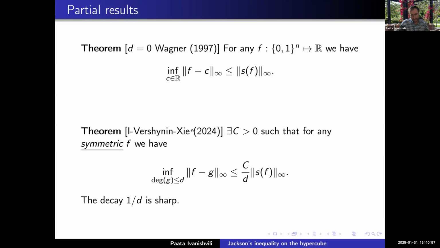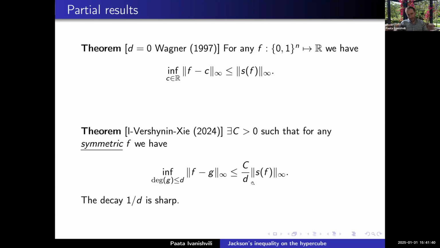There is another result that we obtained recently with Vershynin and my student Xie, that there exists a universal constant such that for any symmetric function f, where symmetric means that the function does not depend on permuting the coordinates x1, x2, ..., xn, so it really depends only on the Hamming weight, the sum of the xi's of this vector x, there is this bound: c divided by d times, again, the L infinity norm of the sensitivity. This is exactly as in Huang's theorem, except we have a slightly better constant. There is just 1 over d, and this 1 over d is sharp.